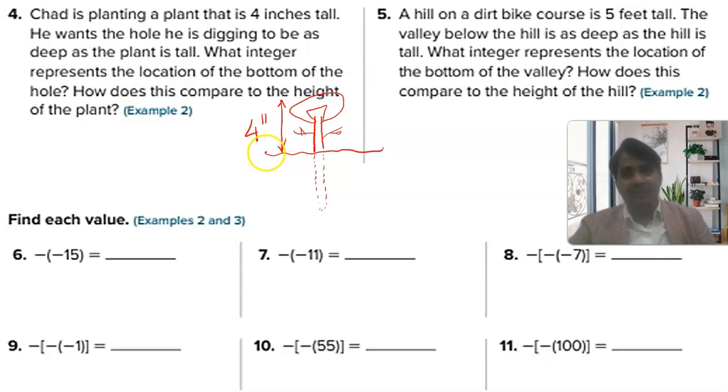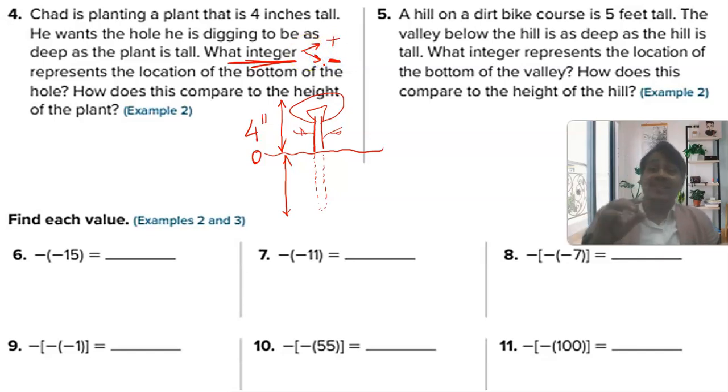As you know, when you go up it is positive, here it is 0, and down is negative. Whenever they say integer and you are going down, it means negative; integer up is positive, integer down is negative. Remember, whenever they ask how much distance is traveled, you always take positive. But whenever they say integer, up is positive, down is negative. So this is negative 4 inches.